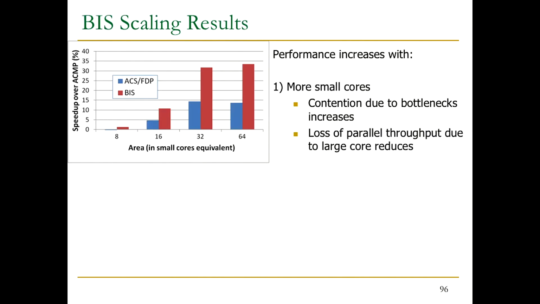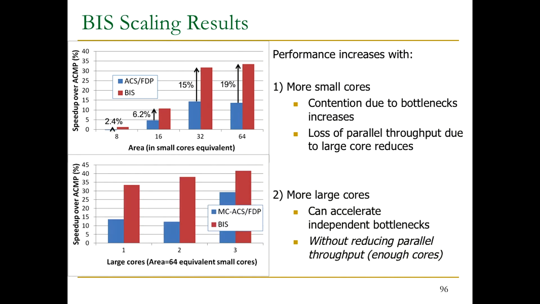Okay, so let's take a look at some scaling results. It's always good to look at scaling results. Basically, what happens with more small cores. If you have more small cores, it turns out contention due to bottlenecks actually increases because you're having more sharing. And loss of parallel throughput due to the large core reduces. So it's good for BIS in 2 dimensions. As a result, performance improvements actually get larger if you accelerate the bottlenecks, because contention increases and you're losing less by dedicating a core for bottleneck acceleration.